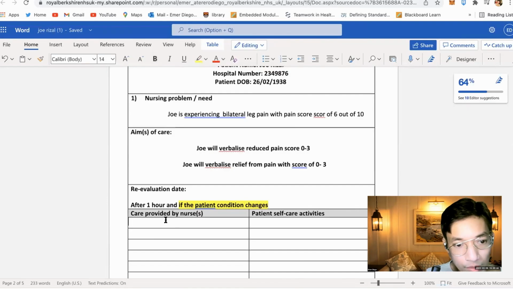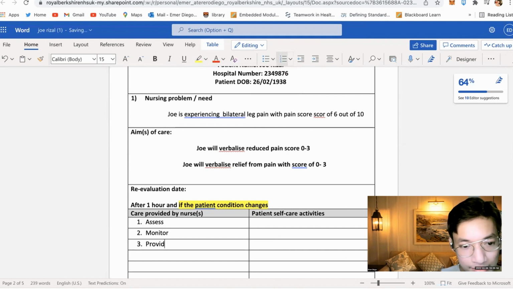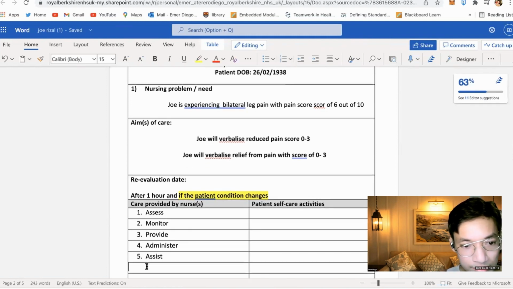No questions. Earlier, I've shown you some of the words useful for your care plans. Please help me complete all the sentences for your care plan. So assess, monitor, as what are those? Provide, administer. Number 5, let's put assist. Number 6, let's put educate.